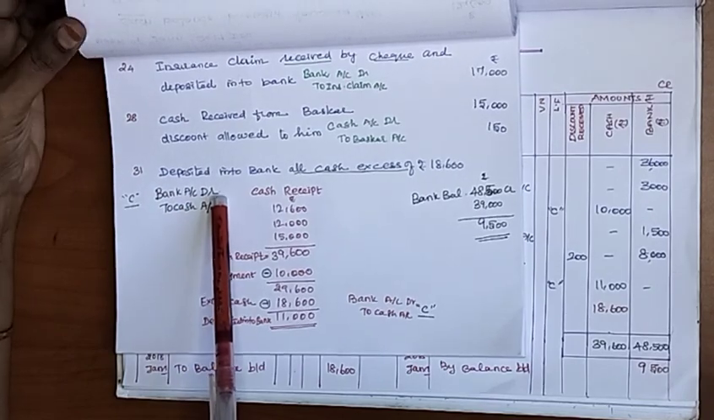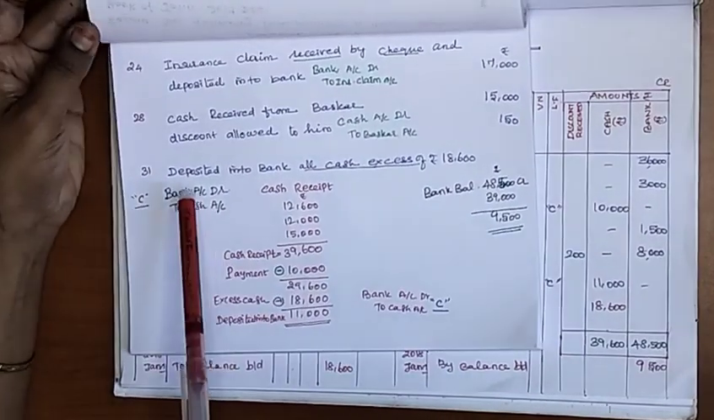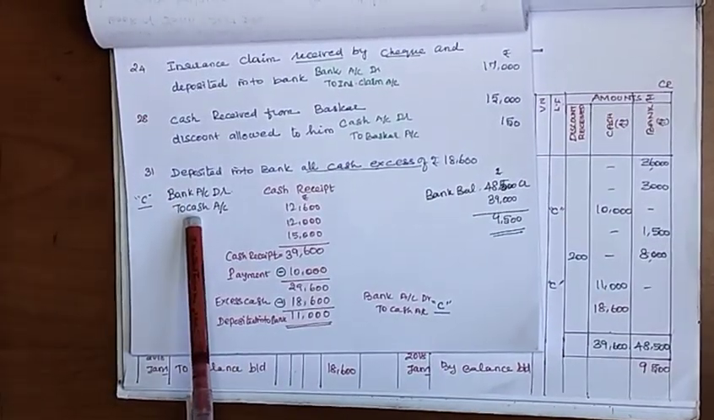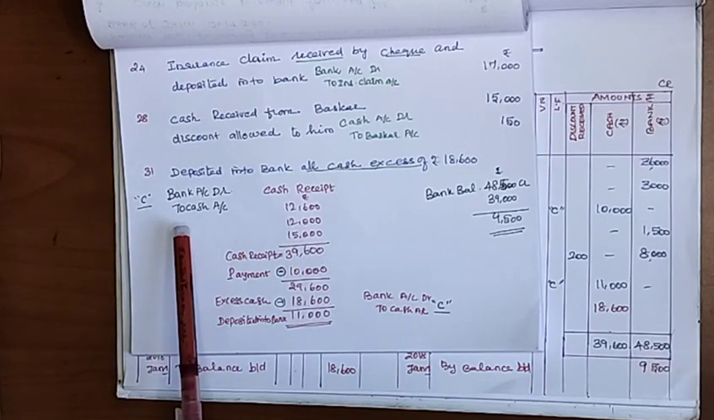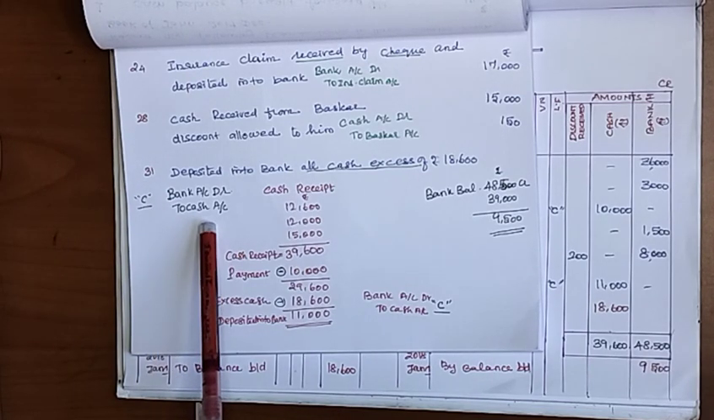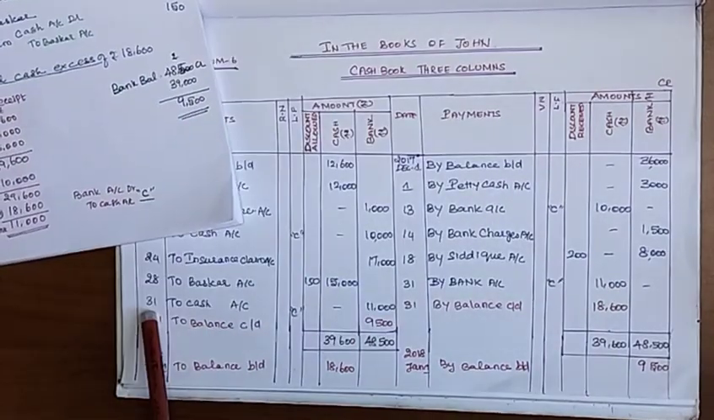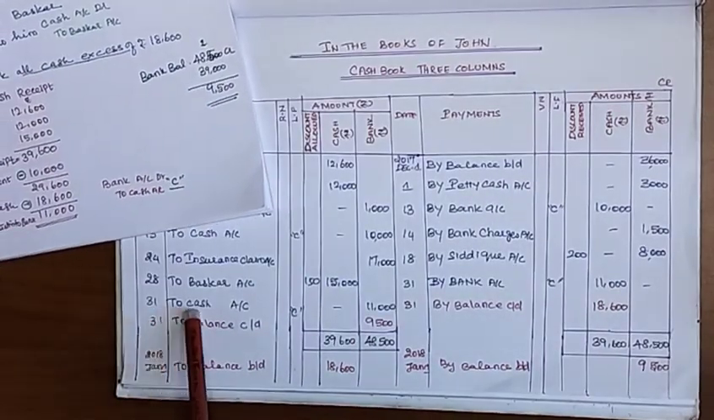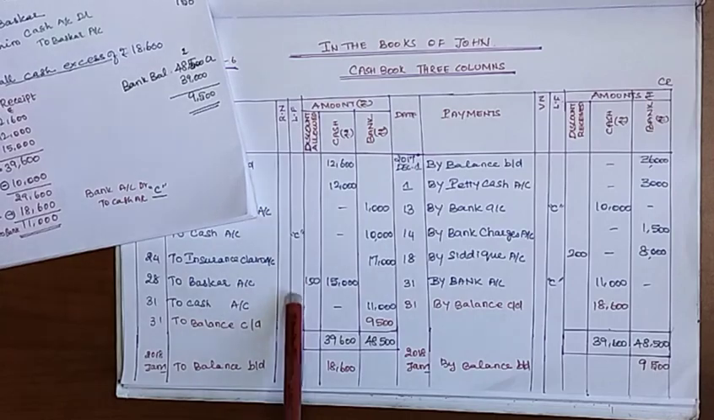Okay, so we go to debit side. What is the opposite account from the bank account? Cash account. So, dated 31, we always enter the opposite account. On debit side, so to cash account, December 31 to cash account. This is the contra entry only. We have to enter the alphabet letter C in the LF column.